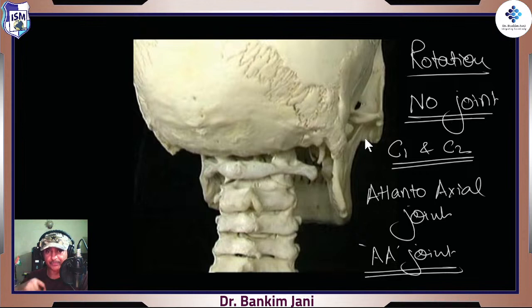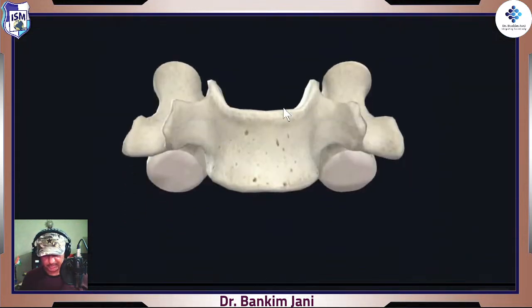Why am I saying AO joint or AA joint? Because next time we'll be adding all the ligaments and all the muscles, so that we'll see how the entire movement actually occurs. Today we'll be talking about all the bony prominences, so that should be crystal clear. So let's start with the typical vertebra.